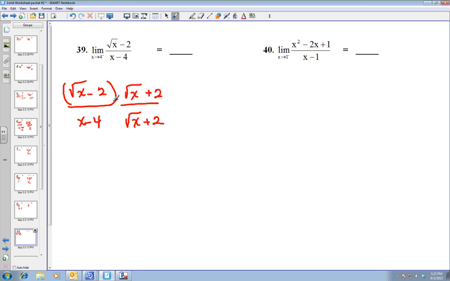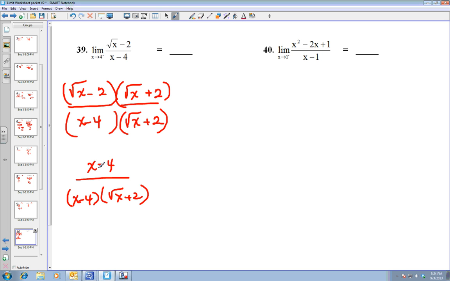Remember, it's easier to see it when you see it like this. So the top, I'm going to go ahead and FOIL that out. Square root of x times square root of x would just give me x. My middle terms would cancel and I'd get minus 4. On the bottom, I'm not going to FOIL that out because then my x minus 4's cancel. That leaves me with a 1 on top, square root of x plus 2. And now when I substitute my 4 in, that's going to be a 2 right there, so it's going to be 1/4.